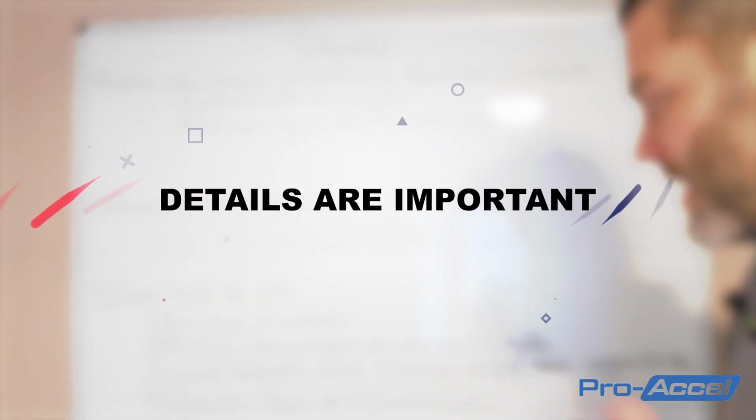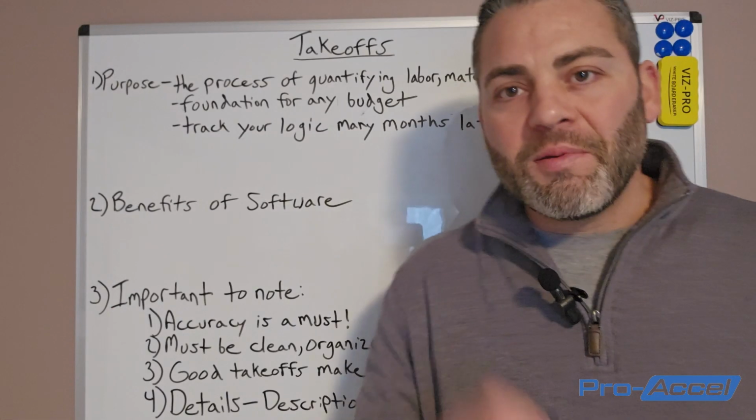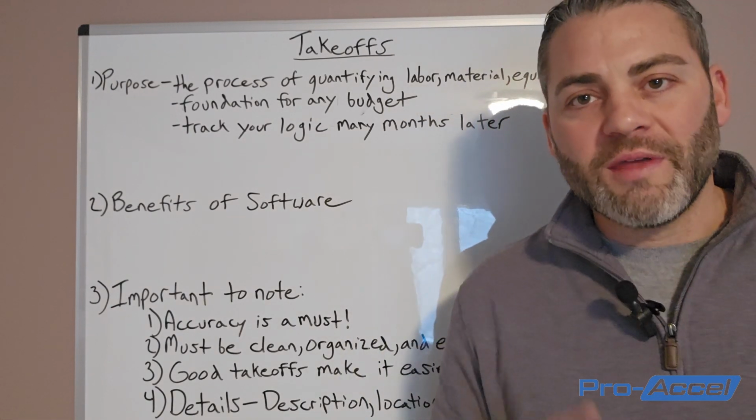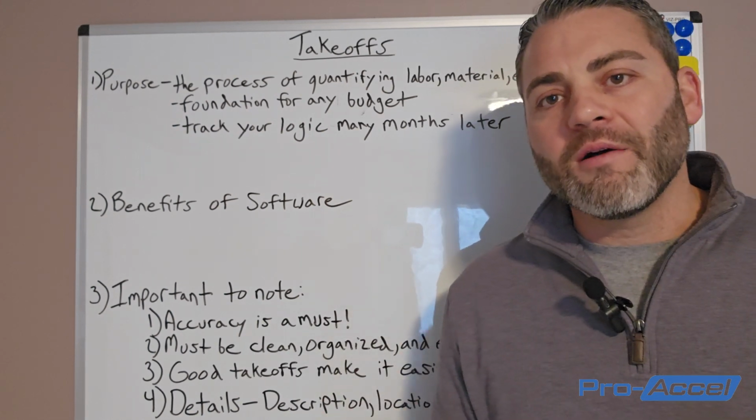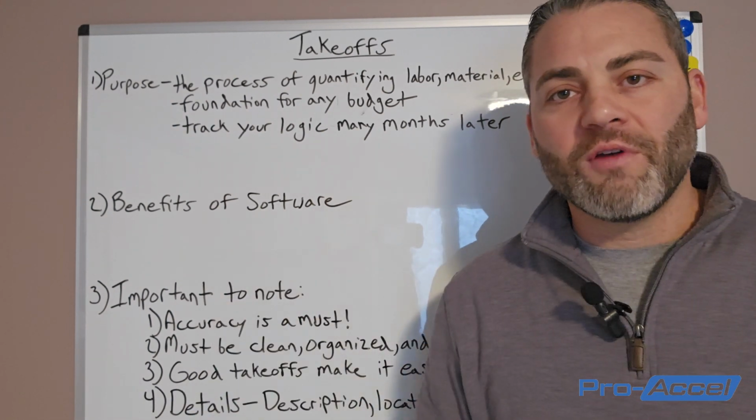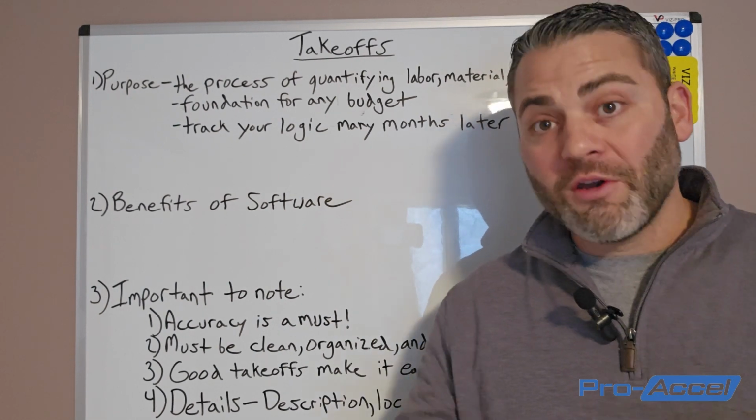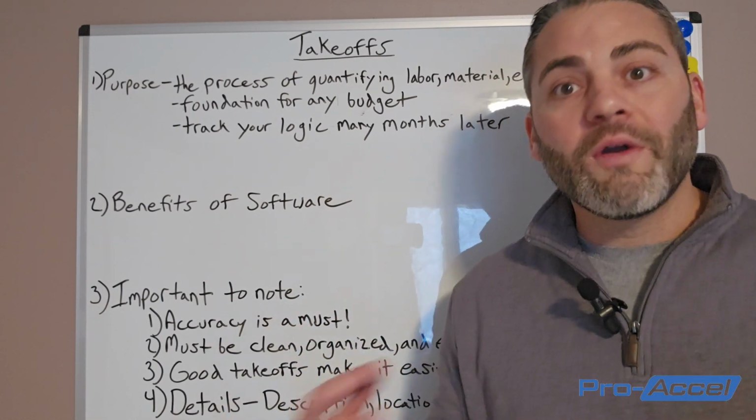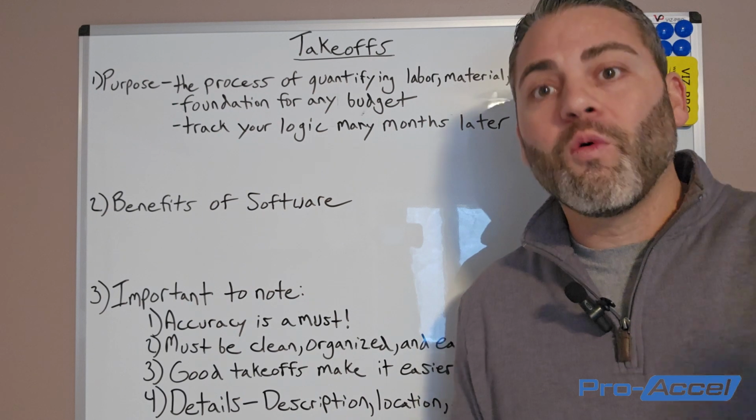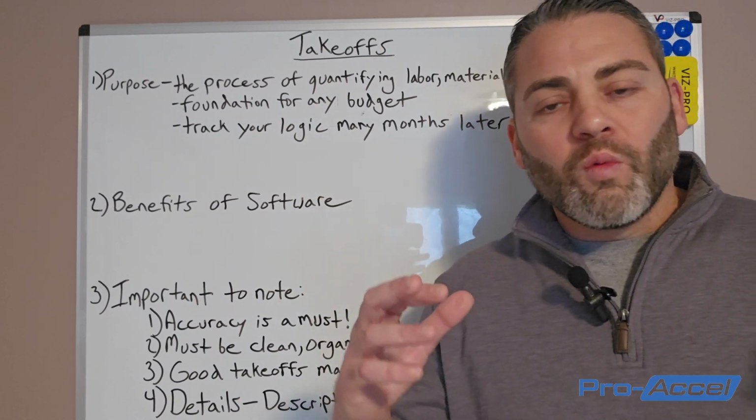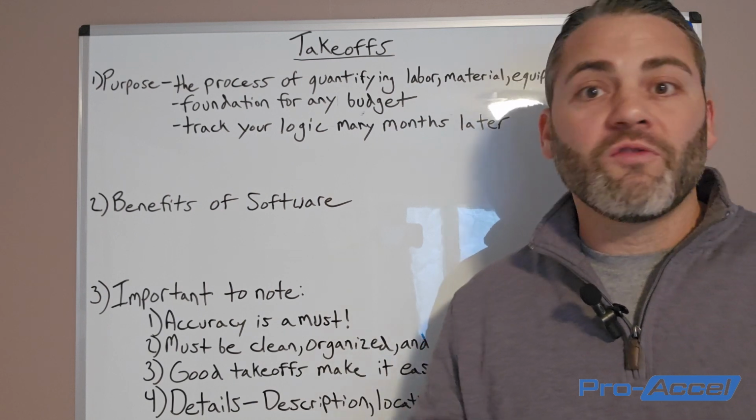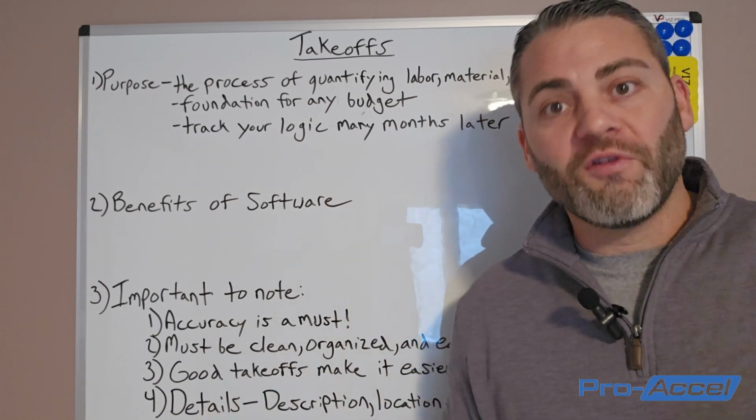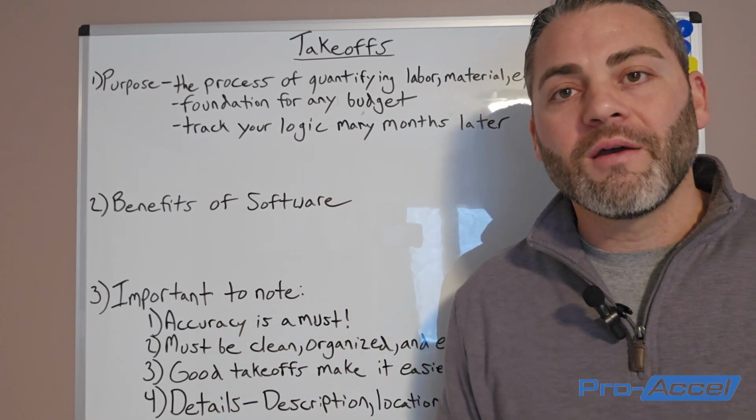Another important note is details. In the PDF or the Excel spreadsheet that I have attached, you've got to be really detailed in each and every one of your takeoffs. You've got to write a description of what you're actually taking off, a location. Is it on the northeast corner? Whatever you're taking off has got to be labeled somehow, some way. Maybe it's through station points if you're on a roadway project, right?